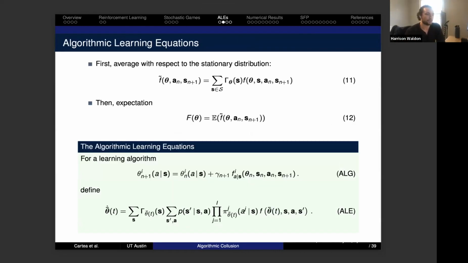Okay, so to arrive at a set of equations, we first condition the learning rule with respect to the stationary distribution induced by fixed parameters, so this gamma theta of S. And then we take expectations there. So we take this conditional expectation with respect to the stationary distribution, and then we build from there.